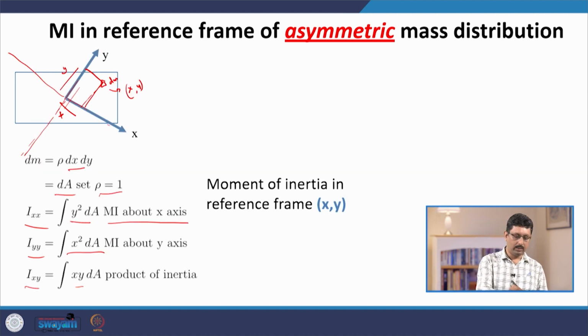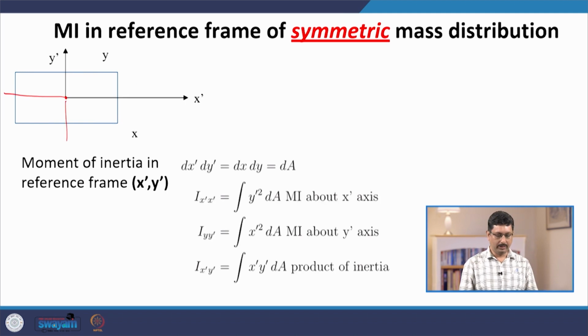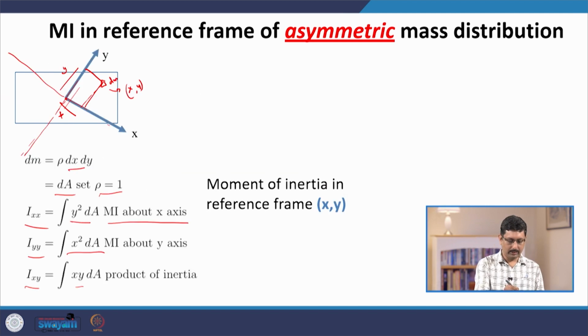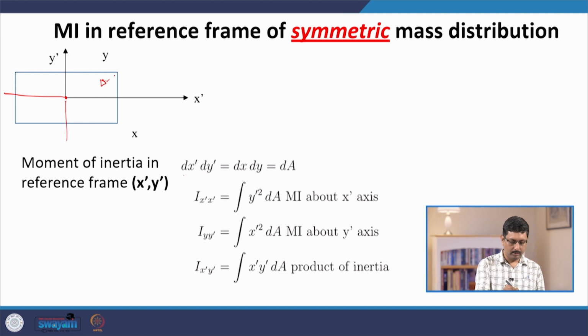Here also the axis is passing through the center of mass, but the orientation is such that the mass distribution is asymmetric. Here the orientation of the axes is such that the mass distribution is symmetric. So, again we can write down the components in this black coordinate system. I take the same element dm. The mass is a scalar, and does not change if you change the coordinate system.